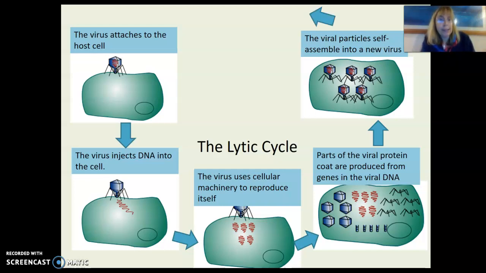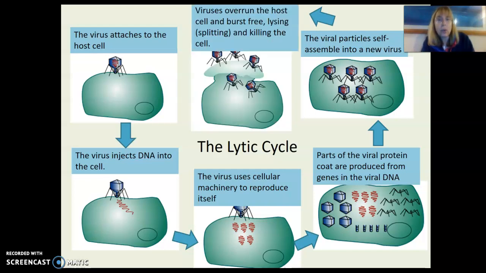And finally, what happens, you can see now the cell is bursting with all these viruses inside it. And now what's going to happen is the cell's going to burst. Now, in chemistry, we've learned about catalysis or catalyst. Lysis means to split. So that's why we call this the lytic cycle, because your cell is going to burst open as it's overrun by the virus. And this damages or kills the cell.